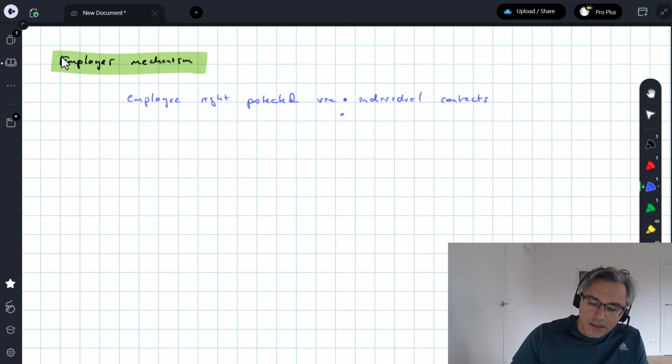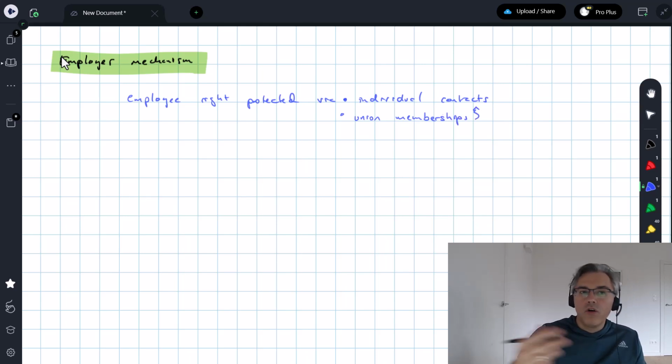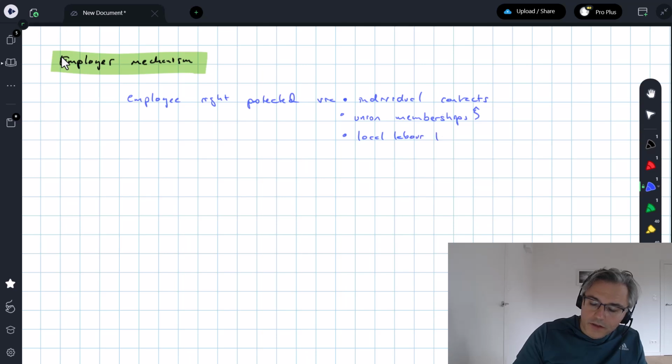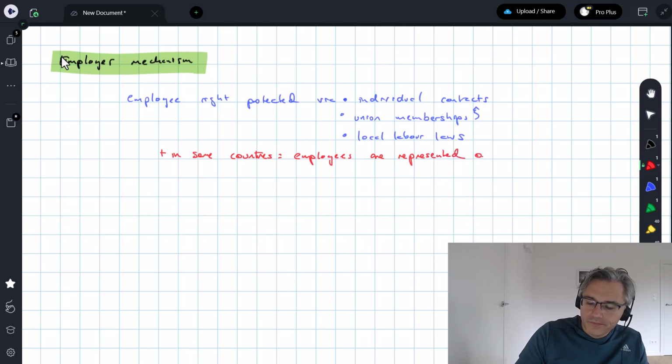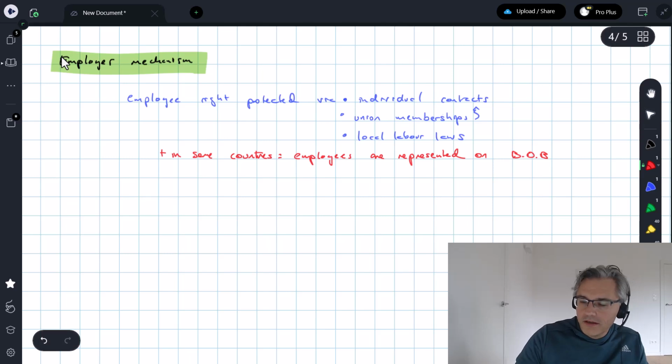That gives you certain rights and, of course, creates certain obligations. Sometimes those individual contracts are in some way a function of union membership and the fact that unions are present and negotiate these contracts on behalf of a group of union members. And of course there are local labor laws, obviously very different from country to country. And let's also add that in some countries, for example in Germany, I think in Austria as well, and in some Scandinavian countries, employees or employee representatives are also represented on the board of directors. So that's another governance mechanism.